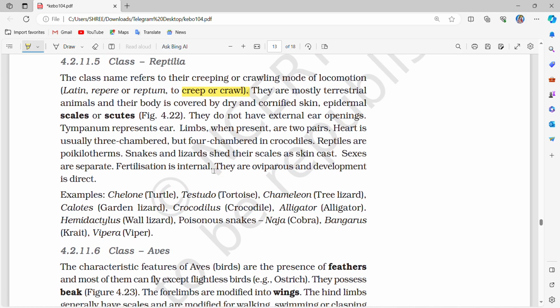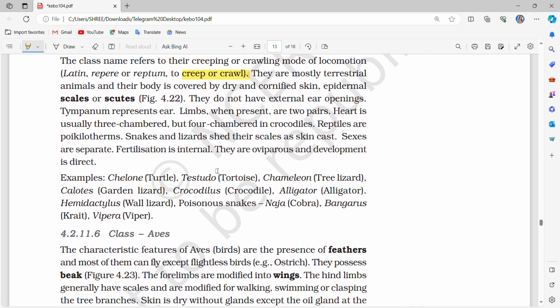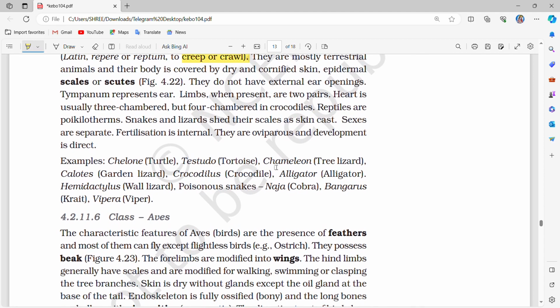Heart is usually 3-chambered, but 4-chambered in crocodiles. Reptiles are poikilotherms. Snakes and lizards shed their scales as skin cast. Sexes are separate. Fertilization is internal. They are oviparous and development is direct.